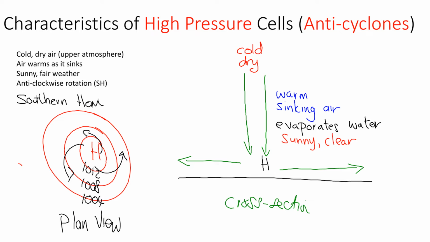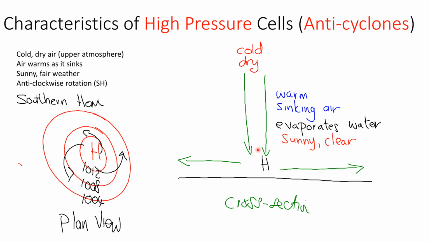Let's start off this video lesson with a recap of the characteristics of a high pressure cell. High pressure cells are also called anticyclones. On the cross section, you will notice that the air initially starts off high up into the atmosphere where it is cold and dry. It then sinks or subsides towards the Earth's surface.